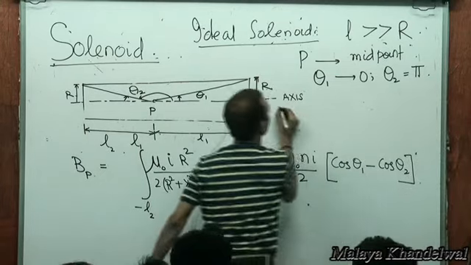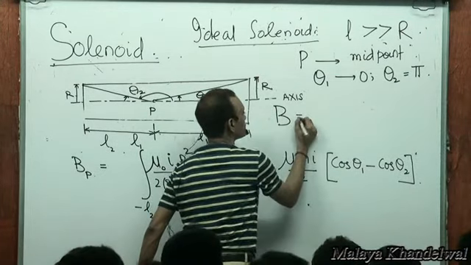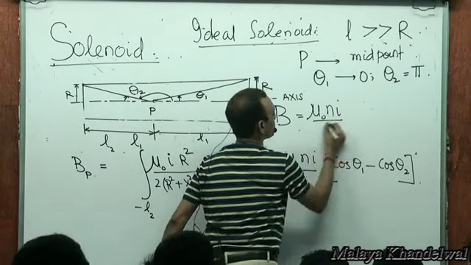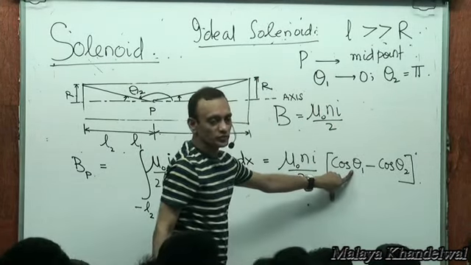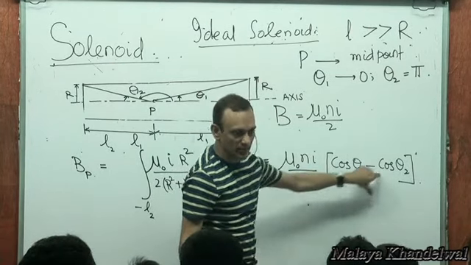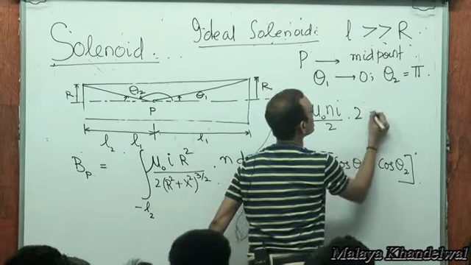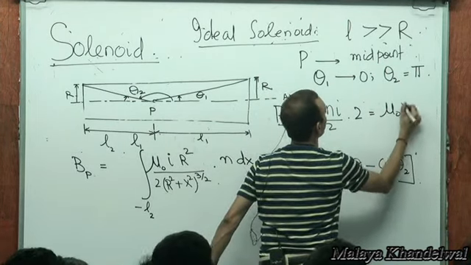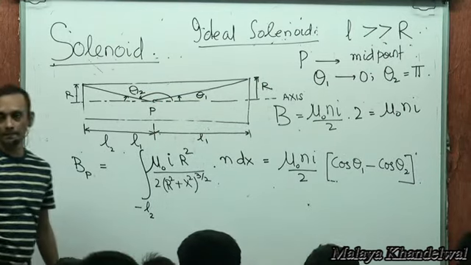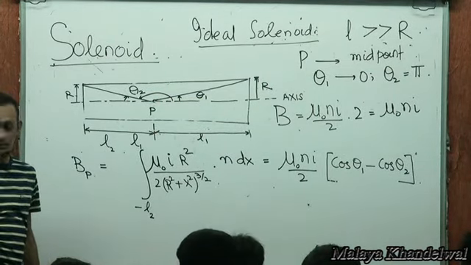And then the B at P, B at such a point, almost the center of an ideal solenoid, is going to be, this would be 1, this would be minus 1. So this will become 2, 1 minus 1. So 2, which is like mu naught Ni at the center of the solenoid, ideal solenoid, right?